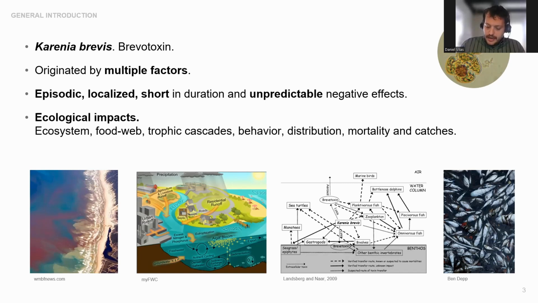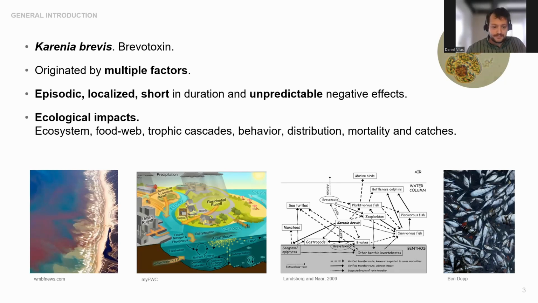And the factors may be different. There have been studies that suggest that agricultural runoff is one of the main causes of those impacts. Others suggest the deposition of Sahara dust, and others suggest some upwelling or current events in the region. Those factors have led to the nature of those events being pretty localized in terms of space and time, with a very short duration, which leads to very unpredictable negative effects, something that is a great challenge for management.